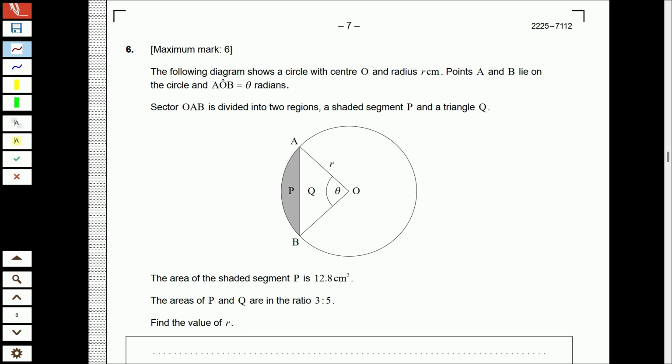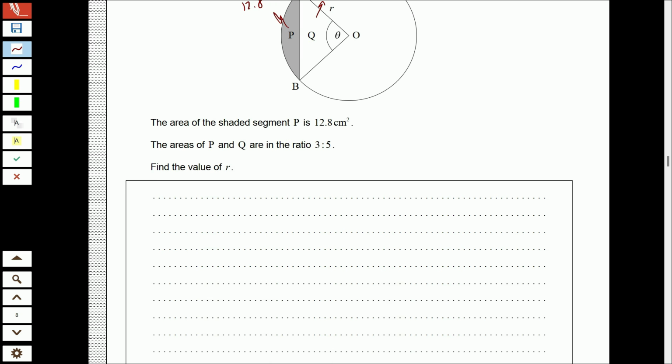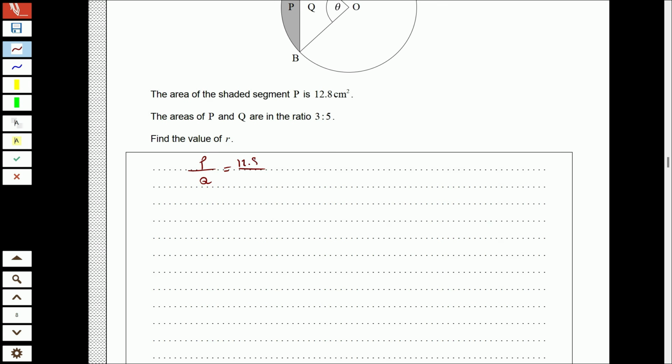We know that this area is 12.8, and we know the ratio between these two areas. So I'm going to use the ratio first, which is, for example, the area of P, which is 12.8, over Q equals 3 over 5.